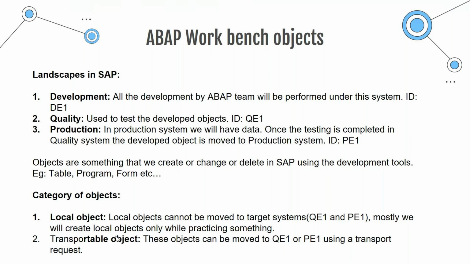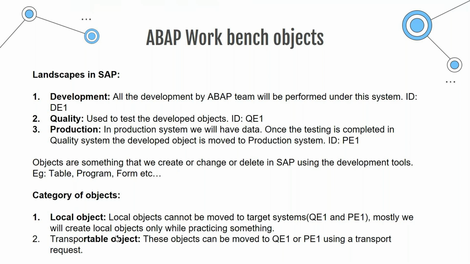So any development work should be performed only in development system. We cannot create, change or modify anything in quality and production systems. Not at all possible. As an ABAPer, you will only work with workbench objects, and workbench objects cannot be modified in quality and production systems. We can modify data, but not workbench objects. Modifying data is not the responsibility of an ABAPer. Your functional team does the modification of the data.